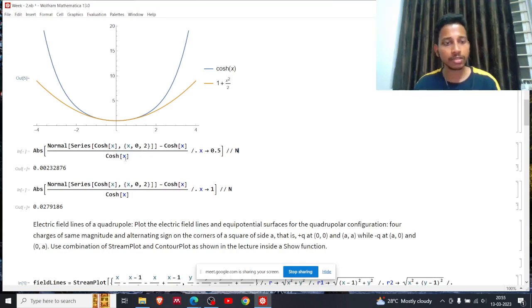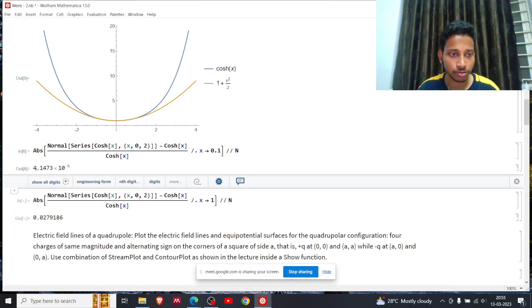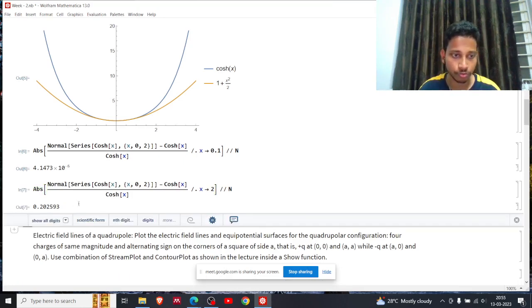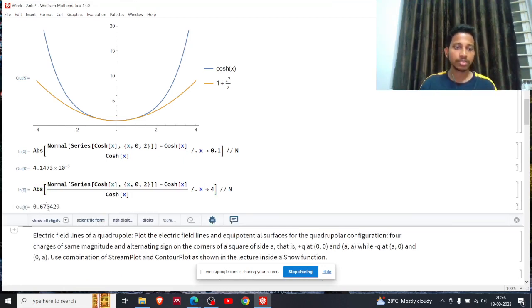So here we have compared the value of cos hx and the series of cos hx, and the absolute value of the difference with respect to cos hx for x equal to 0.5, and we can see the difference is 0.00232876. Now if we change the value to 1, that is also decreasing to 10 to the minus 6, and if the value is around x equal to 1, then the value is like 0.0279, where if we increase the value, we'll get 0.2, and if we increase the value further, we'll get 0.760429.